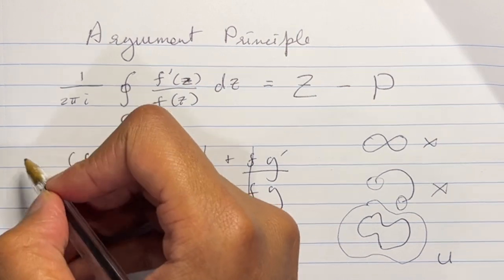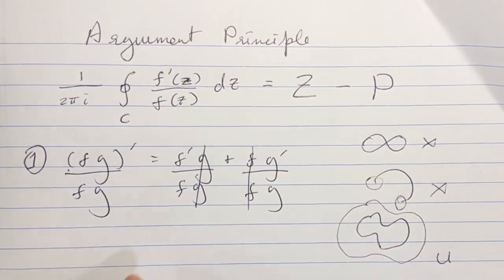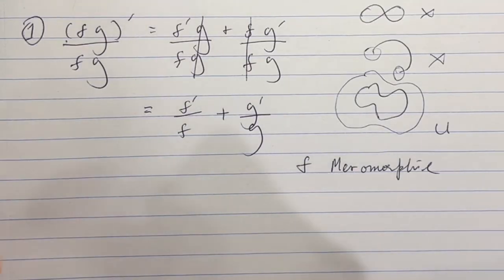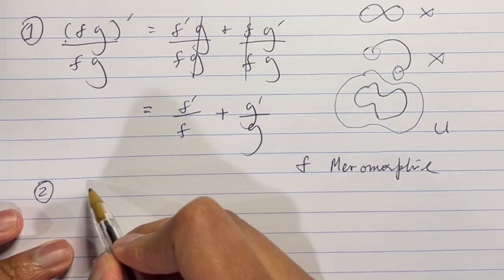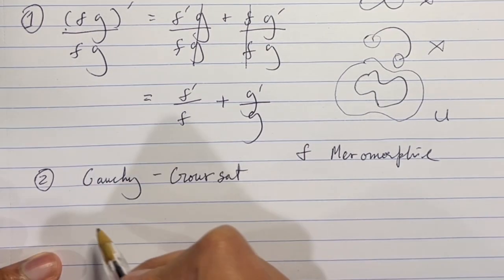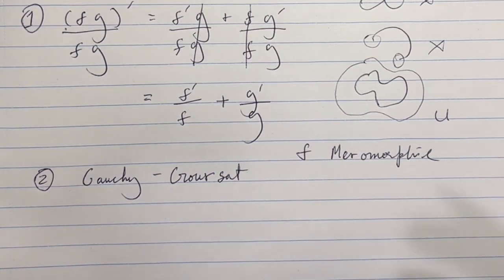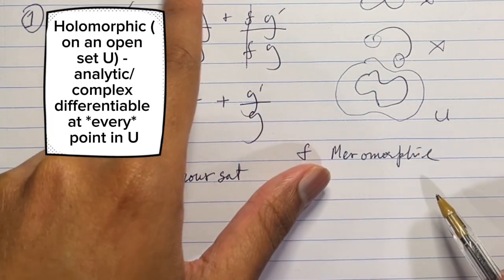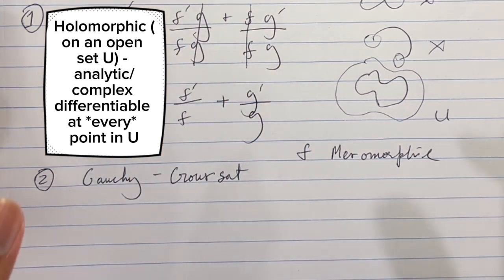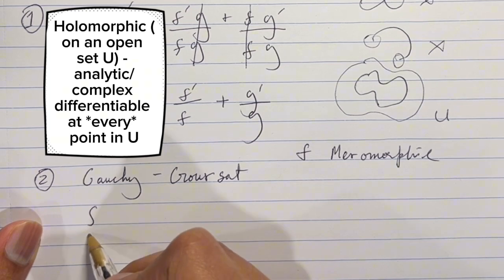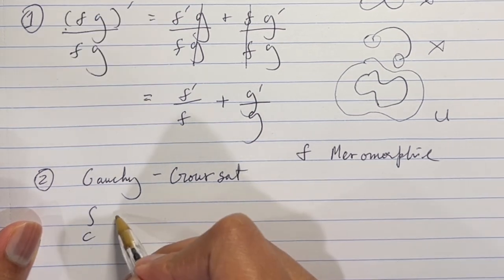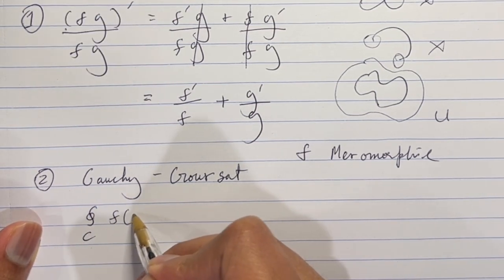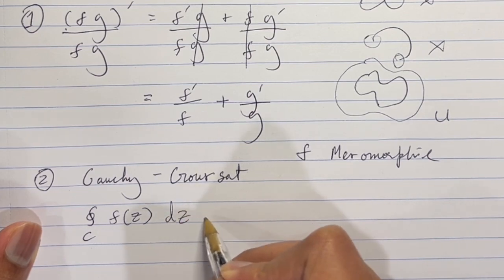And this is the first idea. So this is idea number one. It's a bit messy, maybe I could just write it down again. The idea number two would be the Cauchy-Goursat theorem. This says that if f is holomorphic in some open set U, so not meromorphic like in the argument principle, but holomorphic as in it doesn't have any poles, then the integral over a simply closed contour in U of f(z) dz is 0.